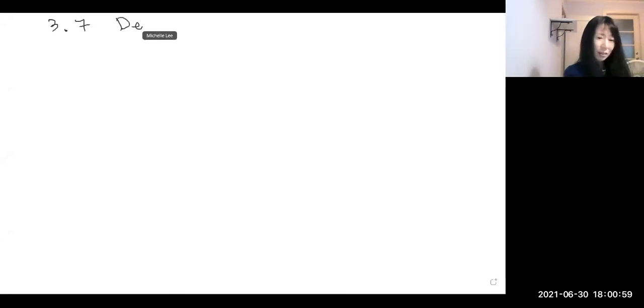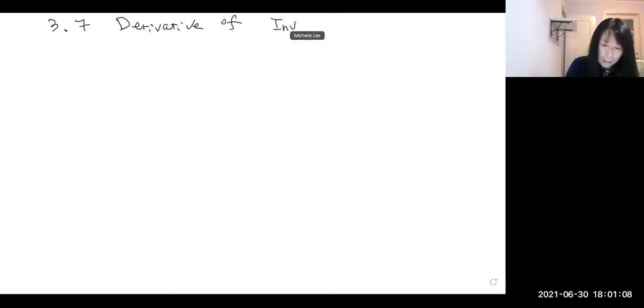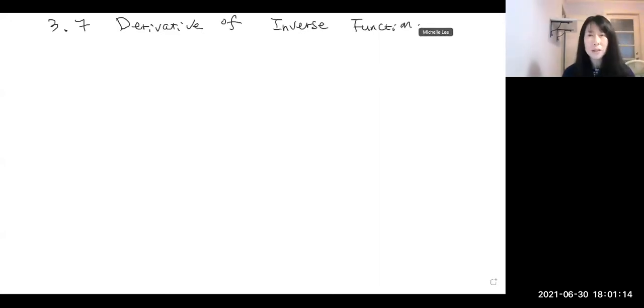Derivative of inverse function. Okay. So let me write down the definition of inverse function first.